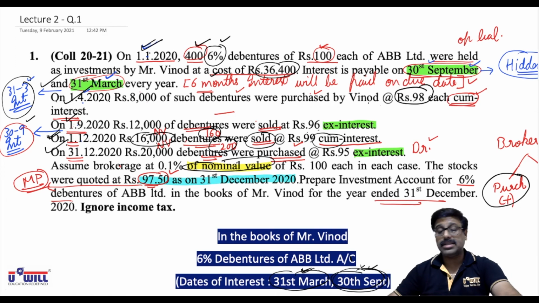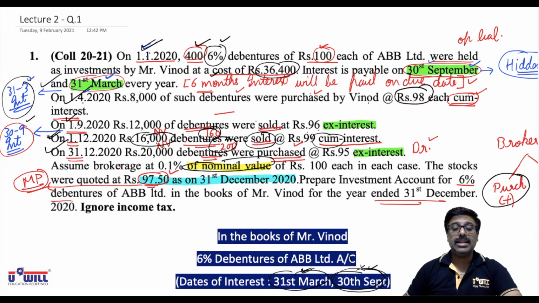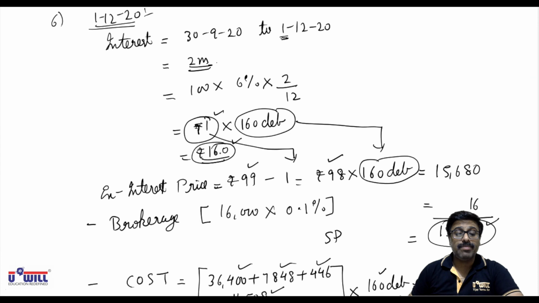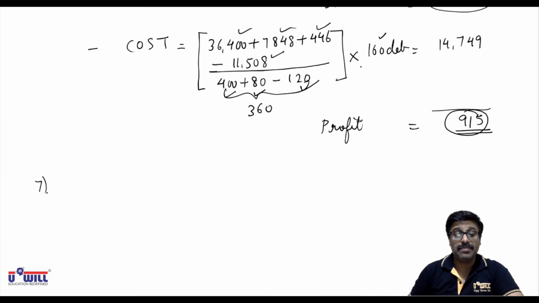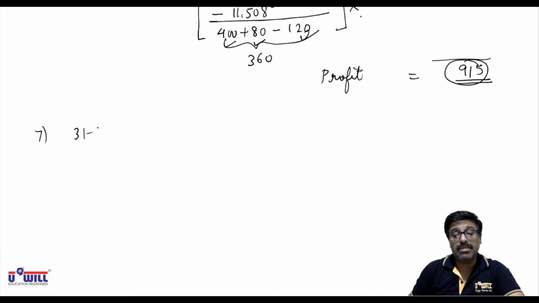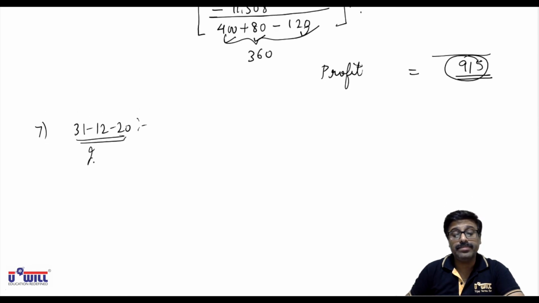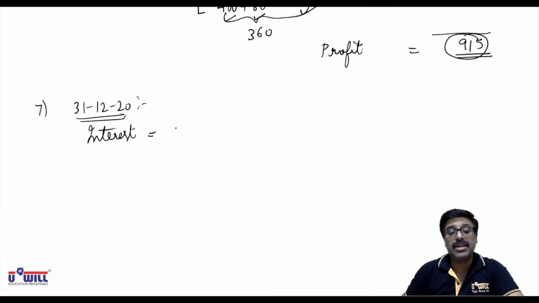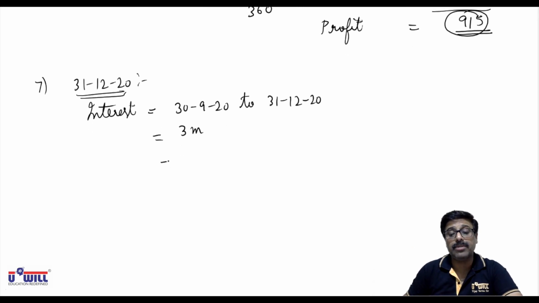Now on 31st December, rupees 20,000 debentures were, thank God, purchased. Purchase means smaller workings. Okay. So I told you workings will be 3-4 pages. 31st December 2020. First again we will count interest. Before 31st December, when was the interest paid? 30th September. So 30th September to 31st December. Interest will be calculated for 3 months, October, November, December. 31st December means December will also be included.